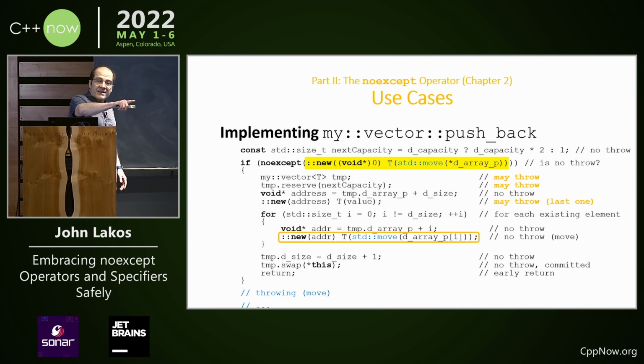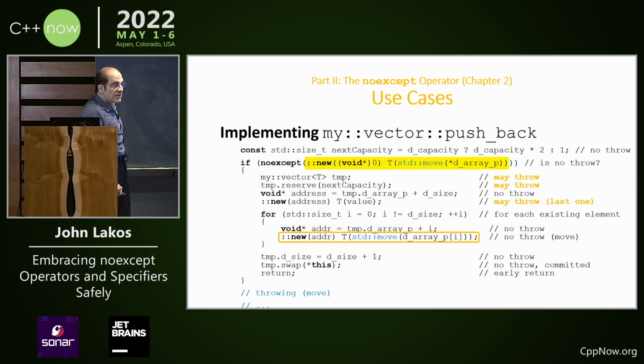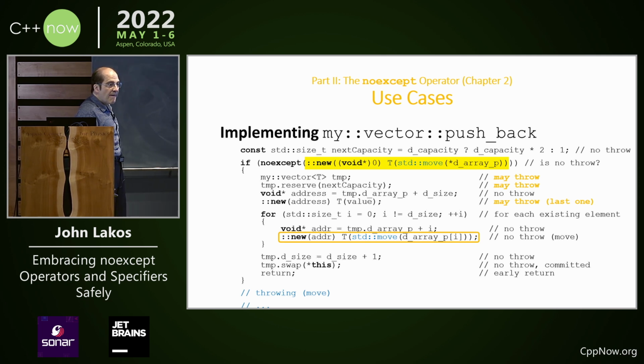And yet, yeah? Is there any difference between these expression and using the is no throw move constructible trait? Is there any difference between using the operator and using the trait? The trait is what does this magic for you so you don't have to know all this good stuff, right? I think that's the answer.